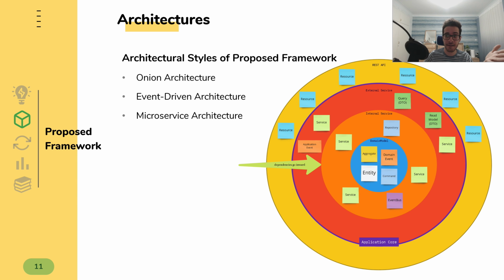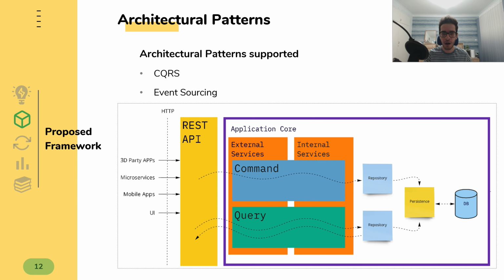As you can see, the REST API layer is on top of the layers. Next we have the service layer and the domain model layer. Also, we supported architectural patterns such as CQRS and event sourcing. This picture shows the architecture of CQRS. In that architecture, commands and queries are separated.